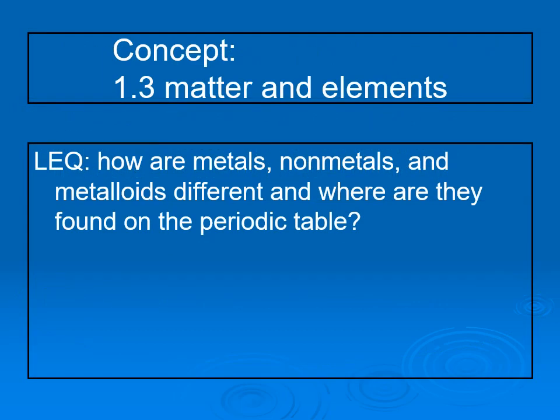Now for the last lesson, lesson number 3, it will coordinate with section 3, and that will be matter and the elements. The question here: how are metals, nonmetals, and metalloids different, and where are they found on the periodic table? Now I do understand that that is really two questions in one, but because it addresses all aspects of those three types of elements, I just eliminated the need for two separate questions.